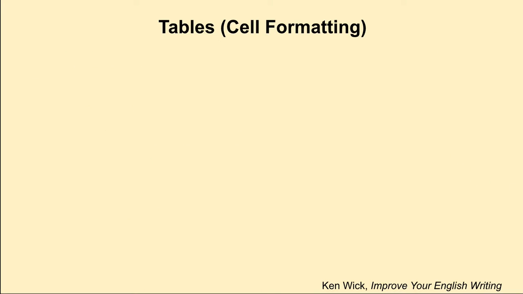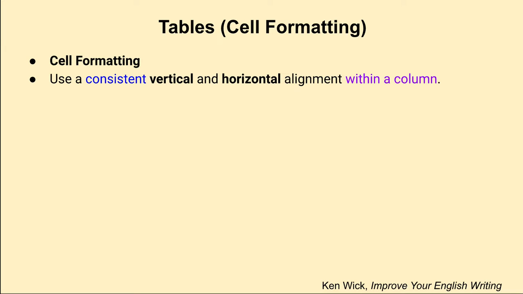So let's talk about cell formatting. You want to use a consistent vertical and horizontal alignment within a column. So we're talking about a column. For a single column, you need to use the same vertical and horizontal alignment. Basically, each column is going to have the same type of data, and it's going to be numbers or it's going to be words.